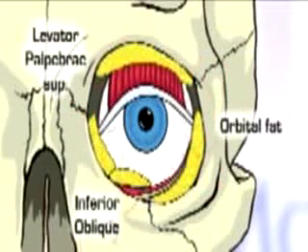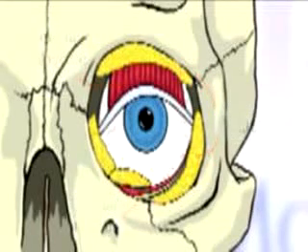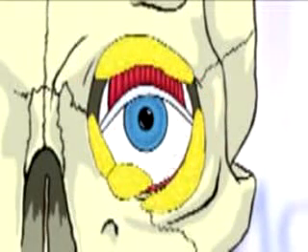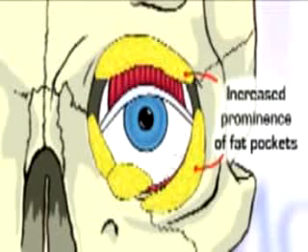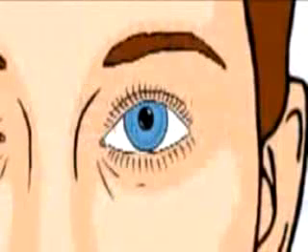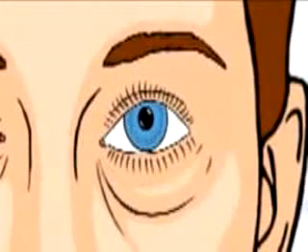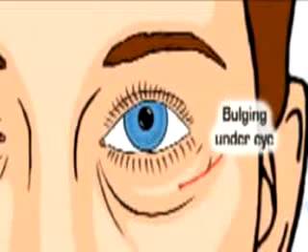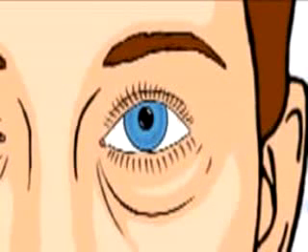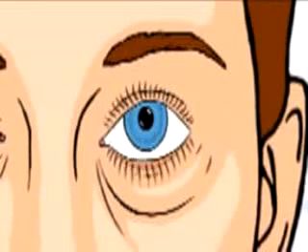Three distinct fat pockets are present in the lower eyelid. These can bulge forward and become increasingly prominent with age, causing the appearance of eye bags. For patients, a stealthy yet effective method of improving eyelid aesthetics is transconjunctival laser blepharoplasty.